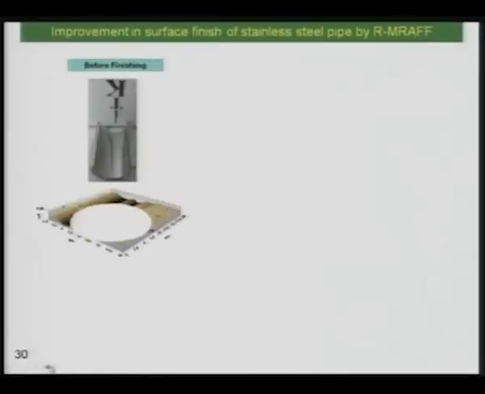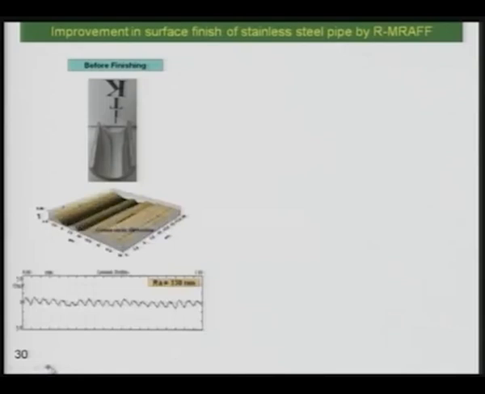Now this is an interesting figure. You can see here the initial workpiece surface before finishing. You can see IIT K written over there, and this is the initial surface, this is the atomic force micrograph, and this is the surf analyzer. You can see the initial surface roughness is 330 nanometer, large peaks and valleys are there, and there is no reflection of the letters IIT K from the unfinished workpiece surface.